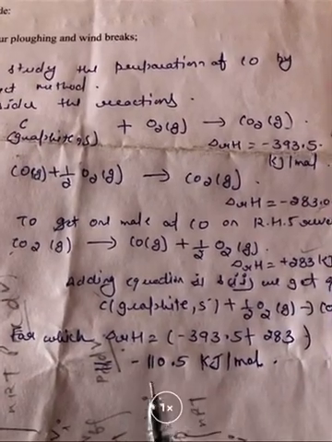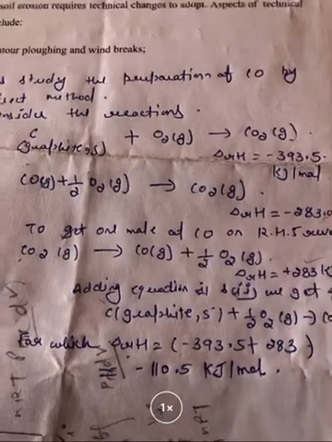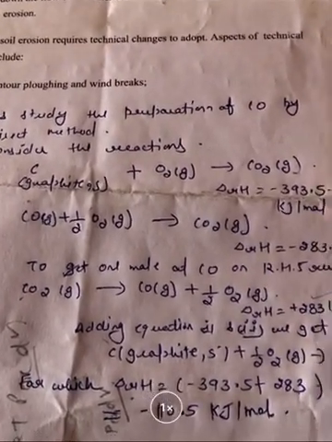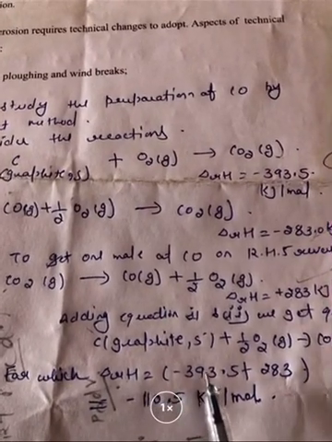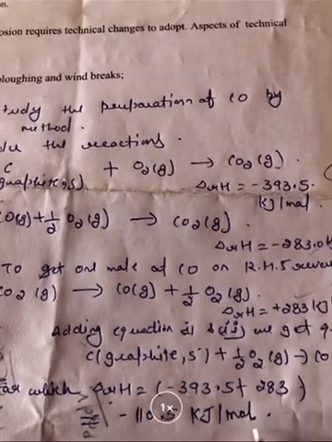Clear? So this is the Hess law that states that total heat change or enthalpy change in a general reaction is equal to the summation of enthalpy change in different steps. Clear?